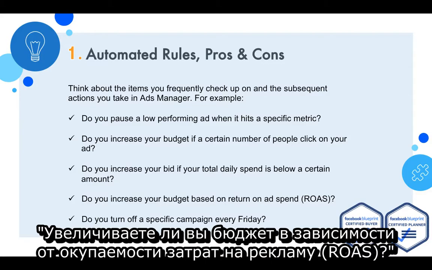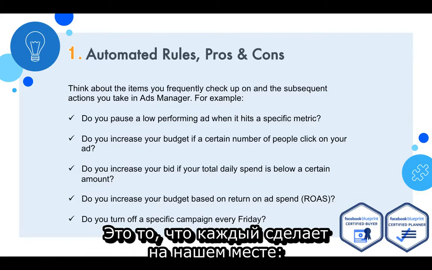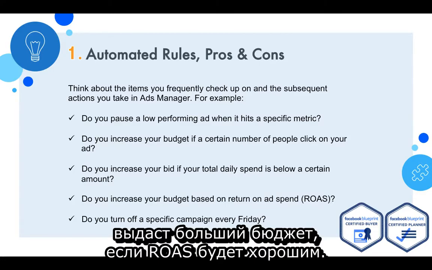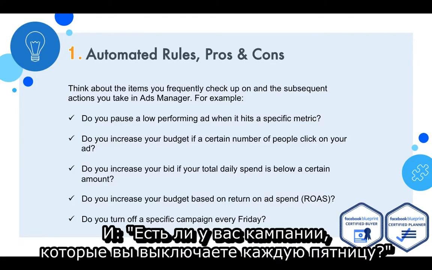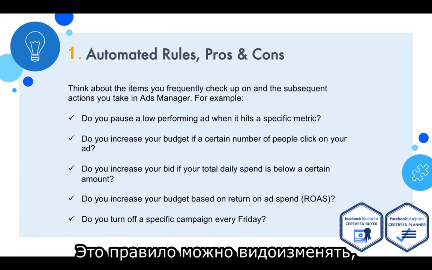Then, do you increase your budget based on return on ad spend? Well, I guess that's what every one of us does, right? So give it more budget if the ROAS is good. And do you turn off a specific campaign every Friday, for example? Well, with this we could play around to be relevant.